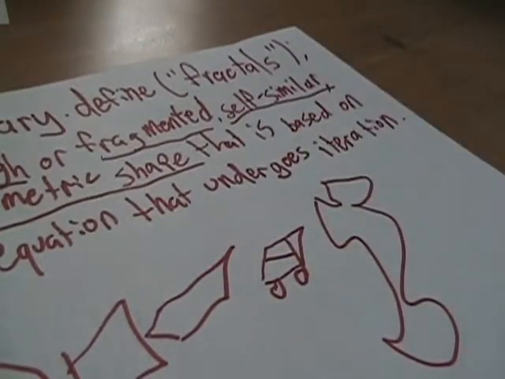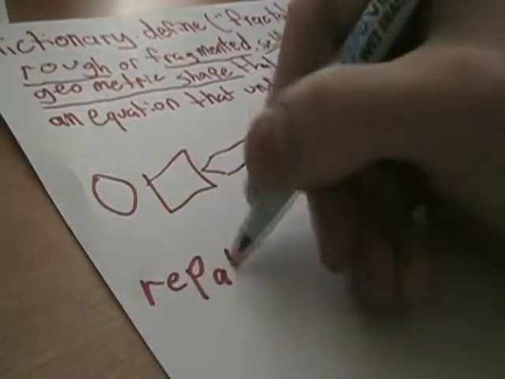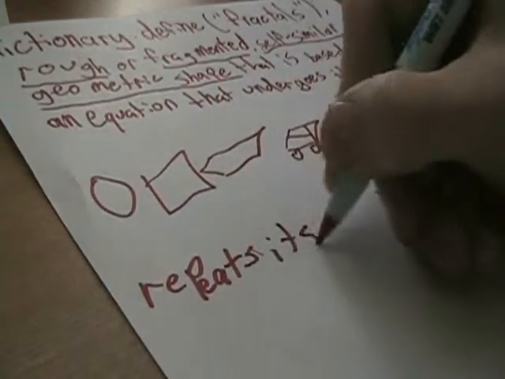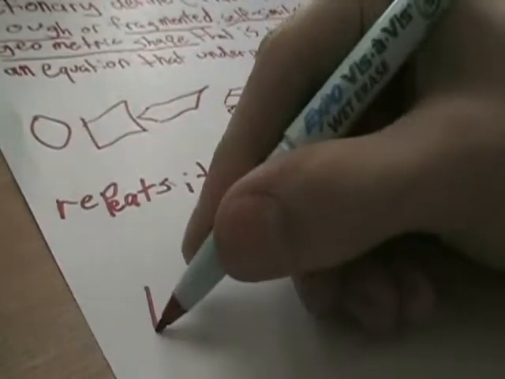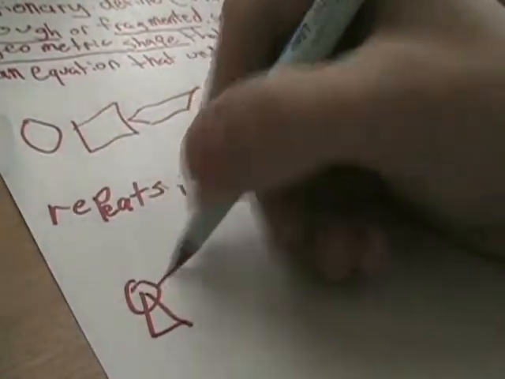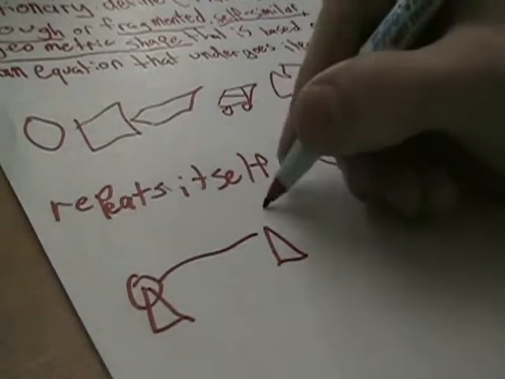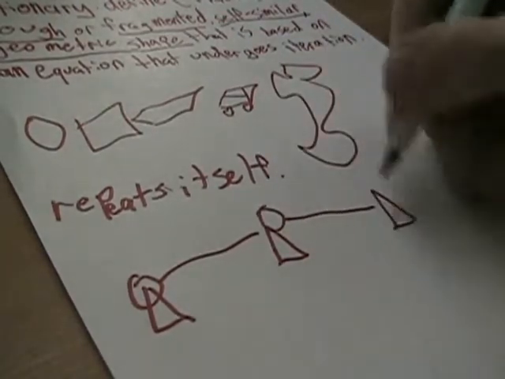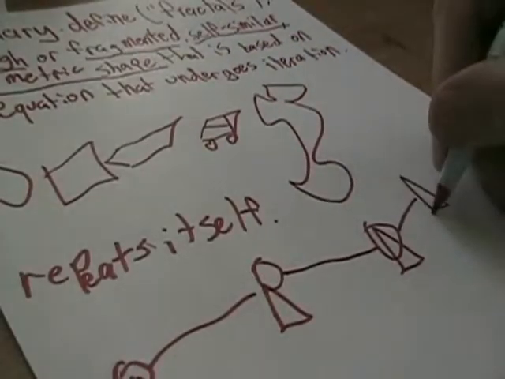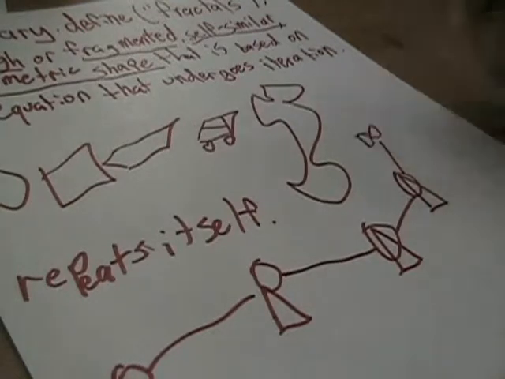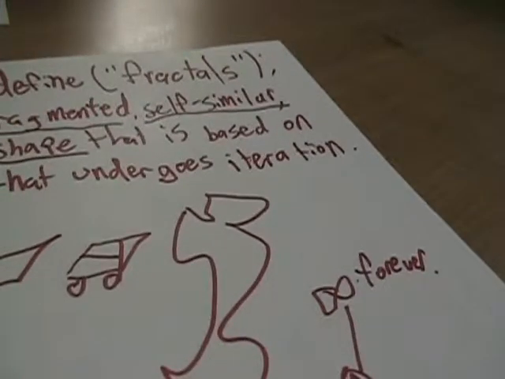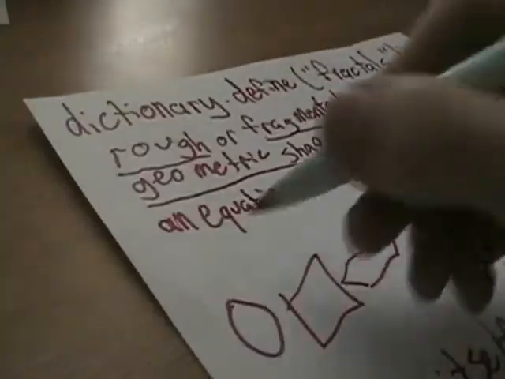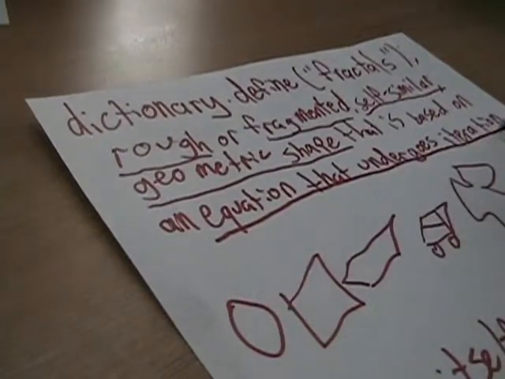So self-similar means that it's a shape that repeats itself within itself. Kind of like this triangle here. We have the top part, it makes a triangle like that. And we zoom in on that top part, it makes a triangle like that. And we keep doing that until infinity, which means forever. Yay, forever.